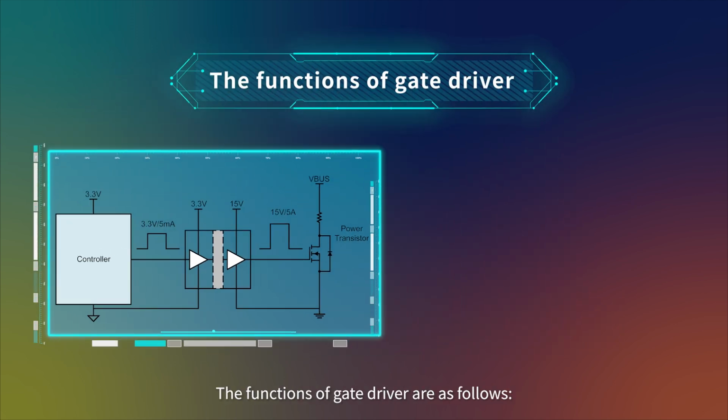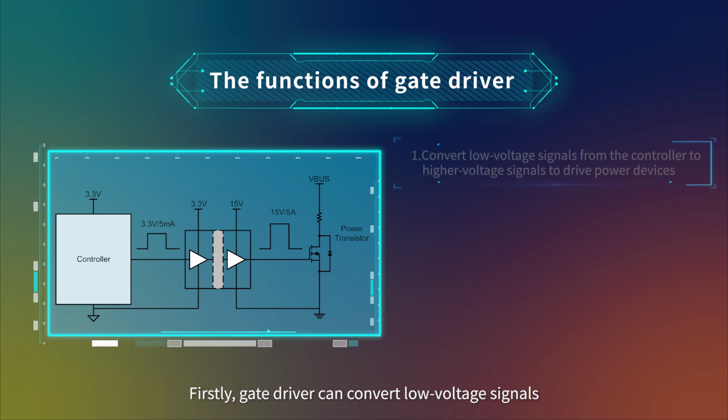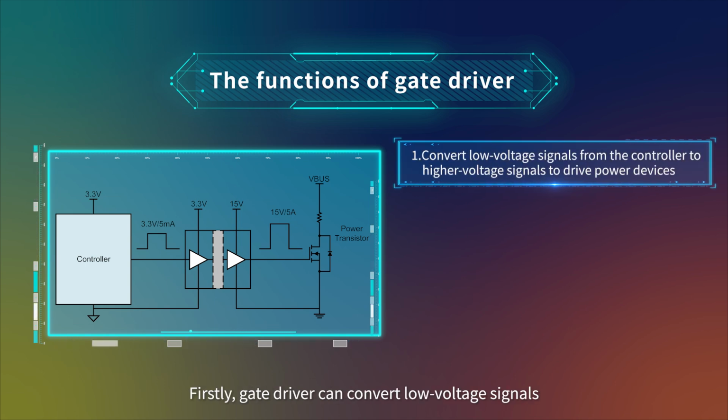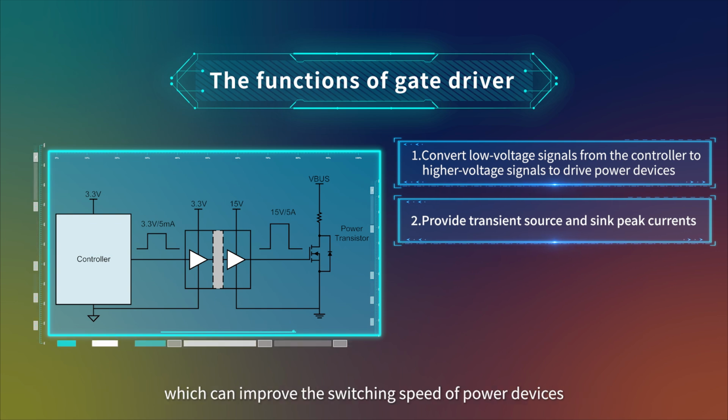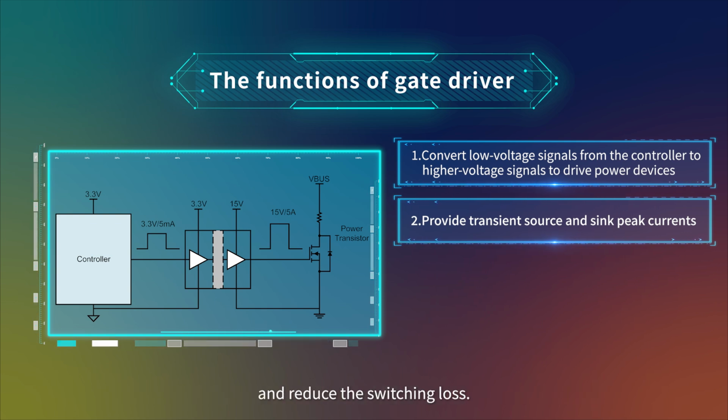The functions of a gate driver are as follows. Firstly, a gate driver can convert low-voltage signals from the controller to high-voltage signals to drive power devices. Secondly, a gate driver can provide transient source and sink peak currents, which can improve the switching speed of power devices and reduce the switching loss.